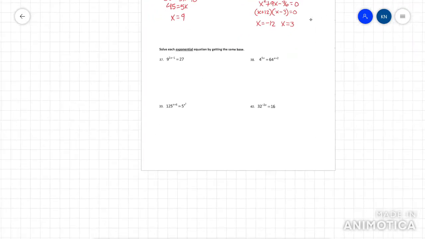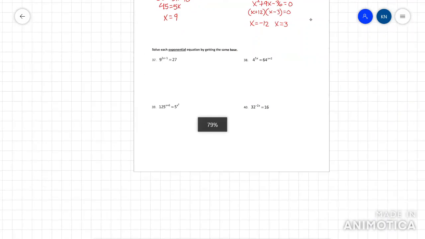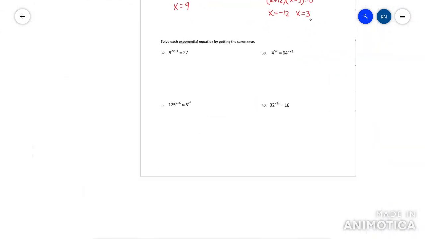All right, now this last one. They want you to solve these exponentials by getting the same base. Well, on 38, you could just dive right in and change 64 to be 4 cubed to the x plus 2. The thing is, you're going to have to distribute this 3 because it's power to a power. So this problem becomes 4 to the 5x equals 4 to the 3x plus 6. Now, just set the exponential parts equal to each other and solve. So minus 3x, divide by 2.